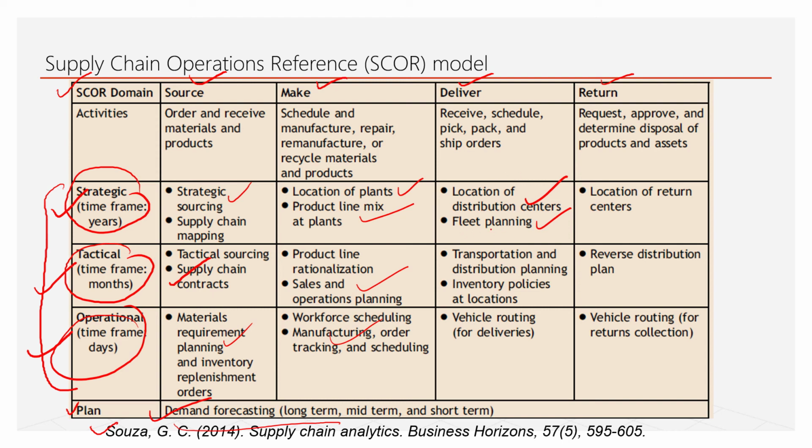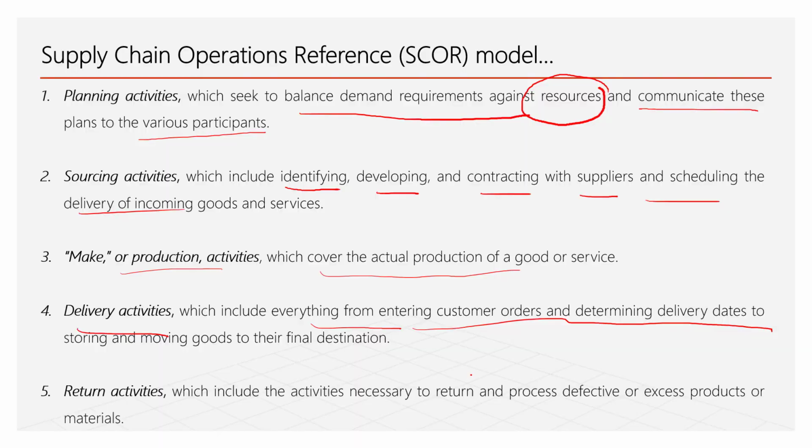Once we find out how many vehicles we will need based on the distribution centers, then at a tactical level we develop a distribution or transportation plan, and we adopt different types of inventory policy for appropriate locations. Then at the operational level we decide the vehicle routing, or you can say the delivery schedule.